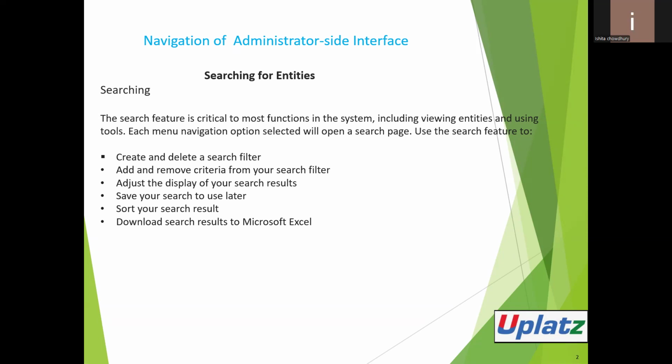Suppose a business has requested the learning history of the users for the last 6 months. So you will put the date filter, you will put the user ID, or you have various domain, department filters. I think these are all the things that you will use. So when you use them, you will be able to get a more refined search result. It will give you the approximate result of what the client is looking for, what the business requirement is. So this is a very important functionality to understand how searching for entities works. The search feature is critical to most of the functions in the system, including viewing entities and using each of the tools.